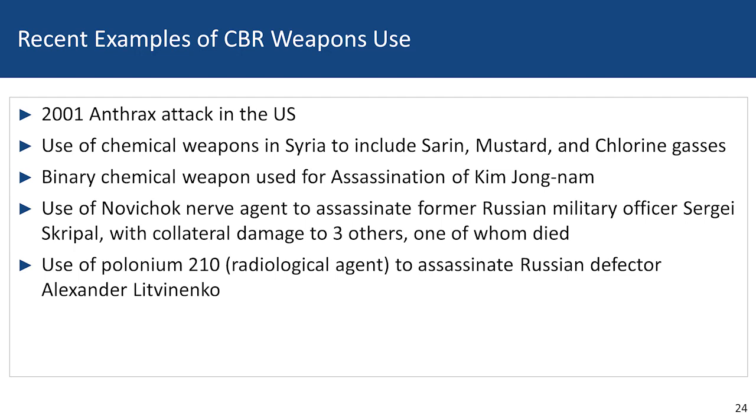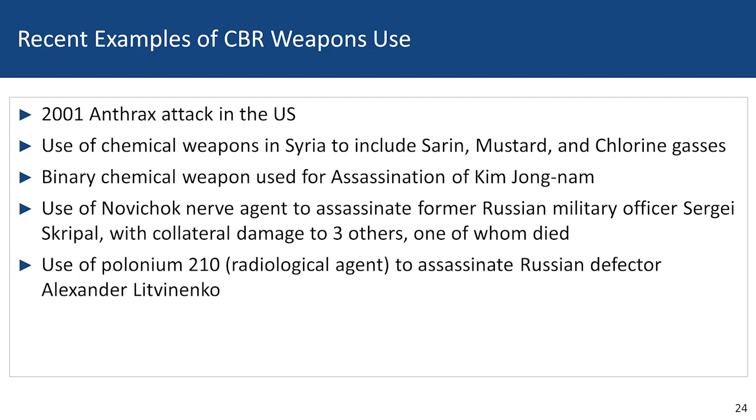You all are familiar, I'm sure, with the 2001 anthrax attacks in the US. We've had a lot of recent chemical weapons use, obviously in Syria. The binary chemical weapon that was used to assassinate Kim Jong-nam by Kim Jong-un, his cousin. The use of Novichok nerve agent to assassinate Sergei Skripal with collateral damage to his daughter and to other people.